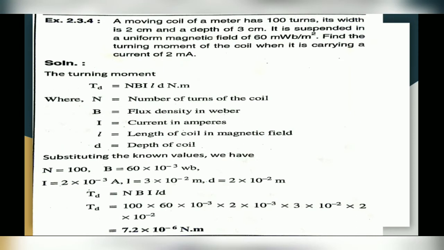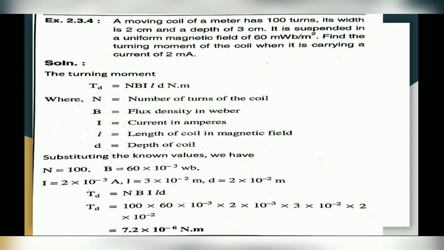This is another numerical on PMMC. A moving coil of a meter has 100 turns, that is N is 100. Its width is 2 centimeter and depth is 3 centimeter, that is L into D. It is subjected to a uniform magnetic field of 60 milliweber per meter square, that is B. Find the turning moment of the coil when it is carrying a current of 2 milliampere.